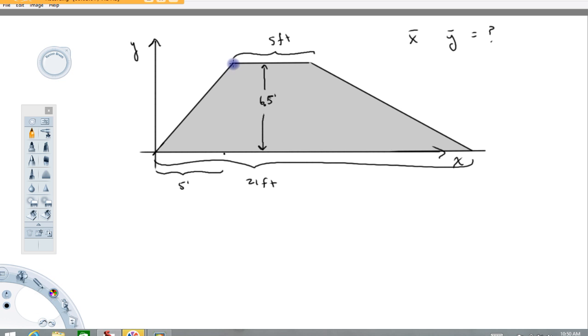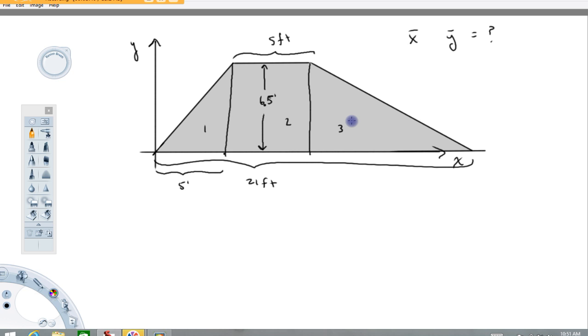I'm going to draw myself a vertical line right here. I'm going to call this piece 1. I'm going to draw another vertical line right here, call this piece 2, and this piece 3. So I've broken this thing up into 3 chunks. This chunk is going to be a triangle, then a rectangle, and then a triangle again. I'm going to take the x and y coordinates of each piece and average them by area.